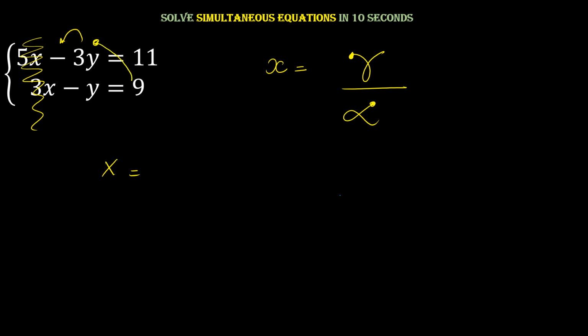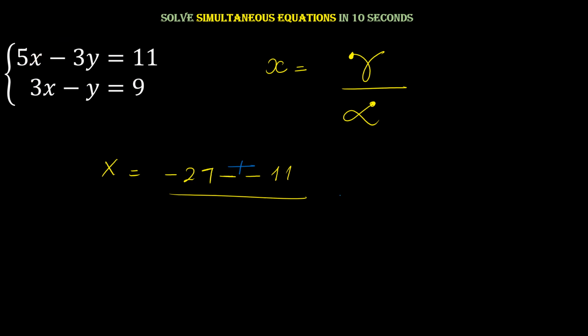Negative 3 times 9 gives me negative 27. Then minus. Here there is no coefficient, it means minus 1. So minus 1 times 11 gives me minus 11. And I know that minus and minus gives me plus. For the denominator, I will consider only my left hand side. I have to make the alpha starting again from the same point.